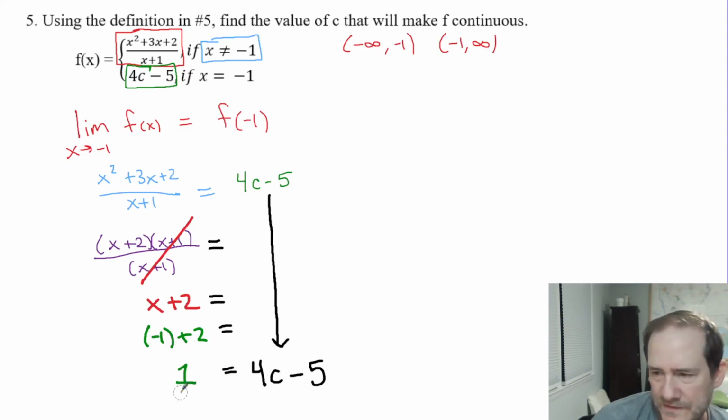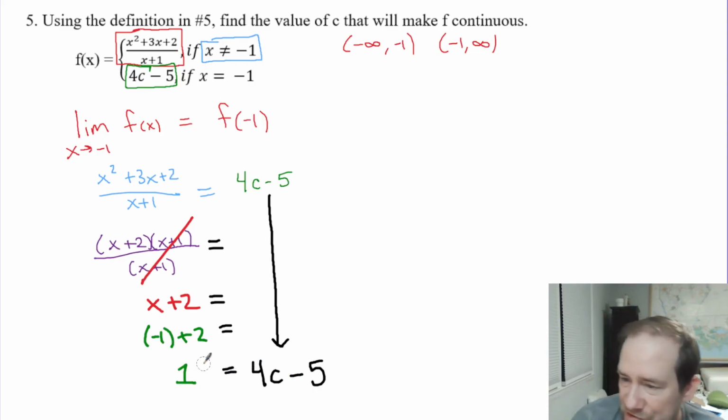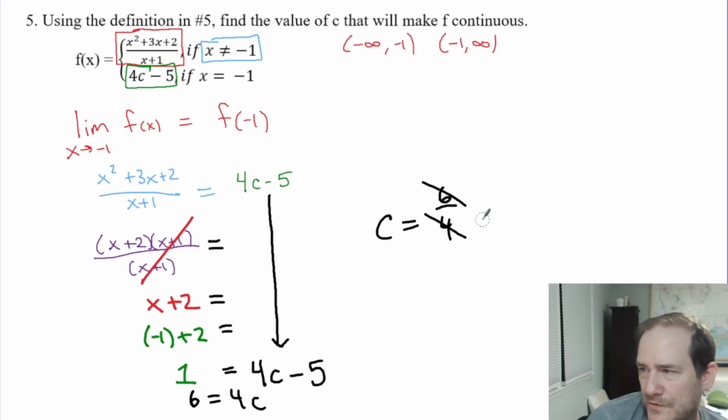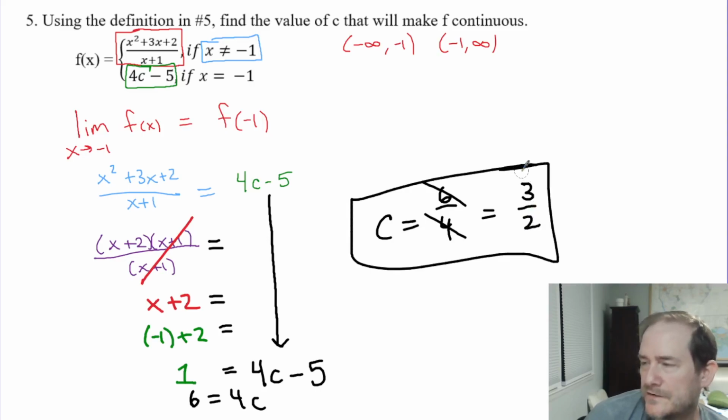To solve this, this is an equation by the way, not an expression, but to solve for this, you're just going to add 5, get 6. That now equals 4c. So now just divide by 4, and you get c equals 6/4, which of course reduces down to 3/2. So it turns out that as long as c here is equal to 3/2, then we'll be continuous.